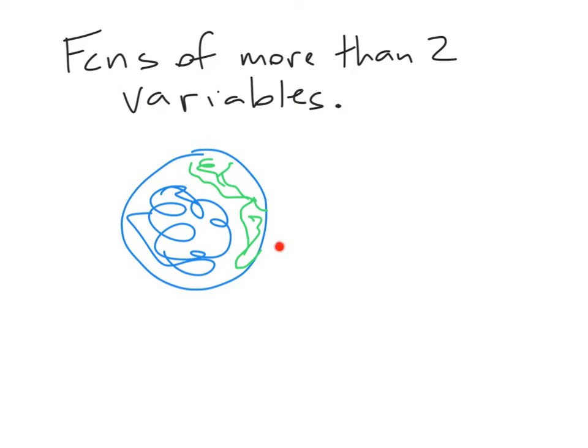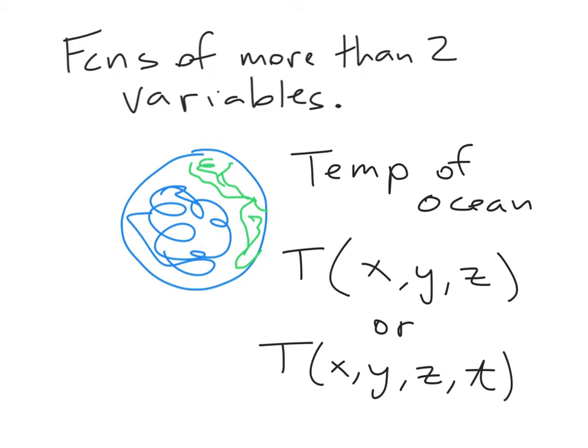A common context where functions involving three variables arise are problems involving the planet Earth. So here's an attempt to draw the planet Earth, here's some land, here's some ocean, and if I want to know the temperature of the ocean, if I'm measuring that temperature right at this instant, it's certainly a function of a location on the Earth's surface, so some kind of latitude, longitude information, but also the depth into the ocean that I want to know the temperature, and that's because the ocean takes up a three-dimensional space.